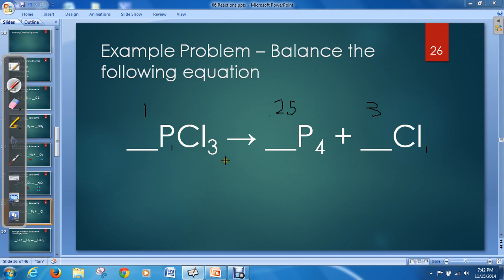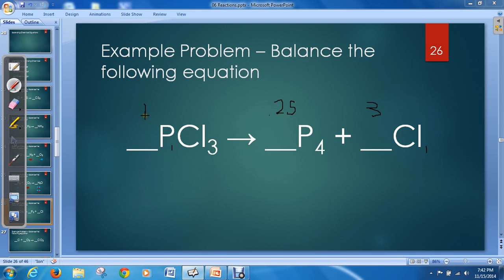Okay, so what we need to do is multiply both sides by a number so that this is a balanced equation and a practical equation, right? A real equation. I can't have 0.25, so what number would I need to multiply 0.25 by? Well, it's going to be 4. So we're going to take each number and multiply it by 4.